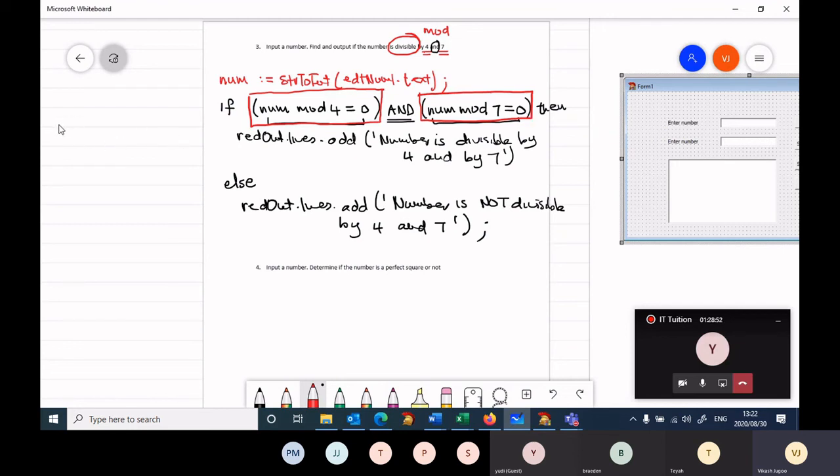Frequently, you see students writing something like this in the following way. If num mod 4 and 7 equals 0. Now this is not the right way to write your conditions. Ensure that you have conditions that are complete. Okay, so the compiler needs to understand exactly what the conditions are, especially when you're working with multiple conditions.